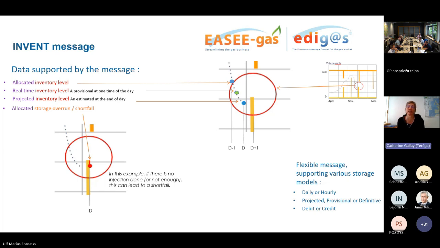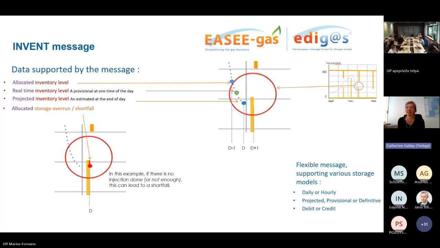The data provided is provisional because it's waiting for the end of the day to be allocated. The timestamp in the message will indicate the specific time corresponding to the quantity in the storage. Then the last blue point is the projected inventory level. It is also calculated within day, and it is an estimated quantity of the gas in the storage facility at the end of the gas day.